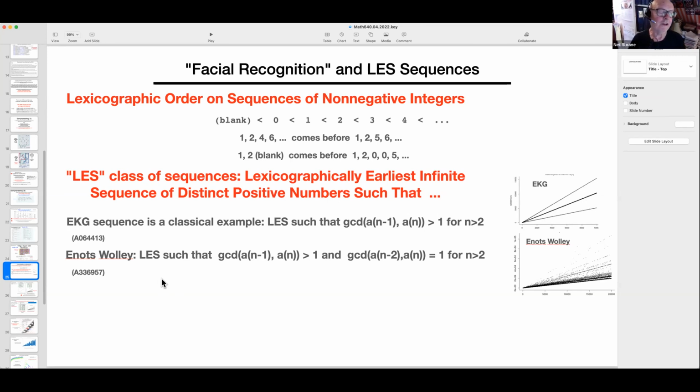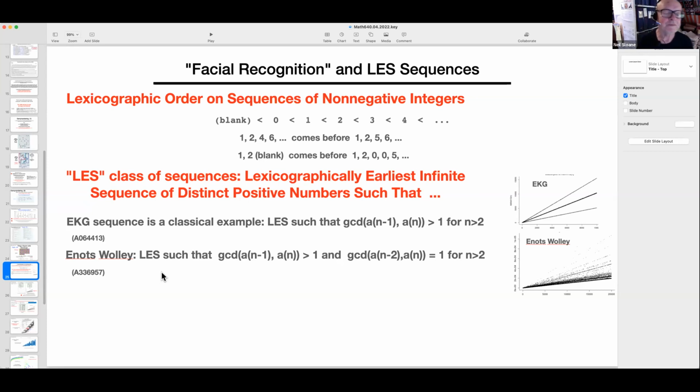There's a variant on that called the Yellowstone, where you change the rule. The Yellowstone is each term has to have a common factor with the term that's 2 before it, but it must be relatively prime to the previous term. That's the Yellowstone sequence. And again, it has a nice simple graph.